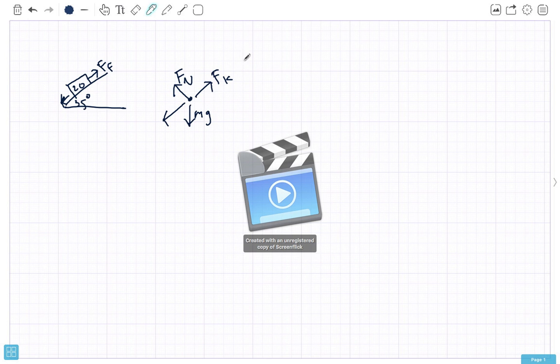Now the first thing we need to do is find kinetic friction. If you guys remember, the equation for kinetic friction is mu, how do you write the symbol, it's like a weird U kind of, times the normal force.